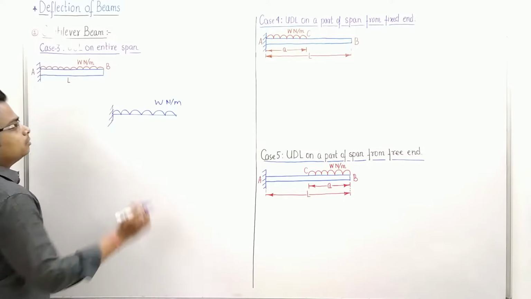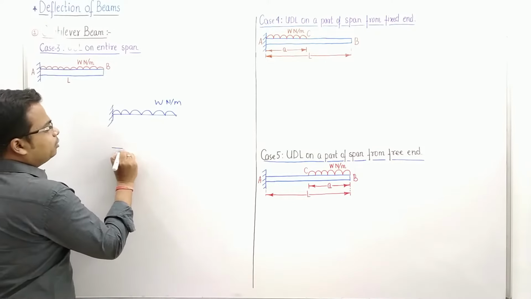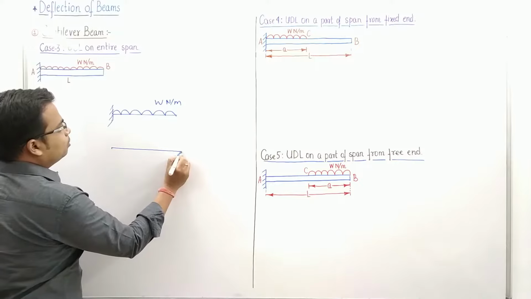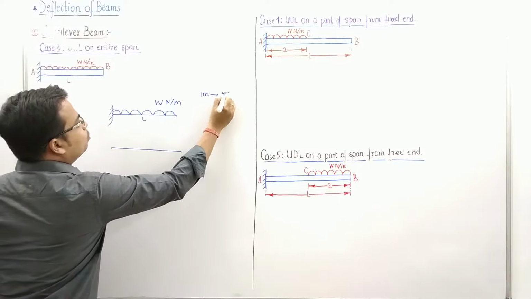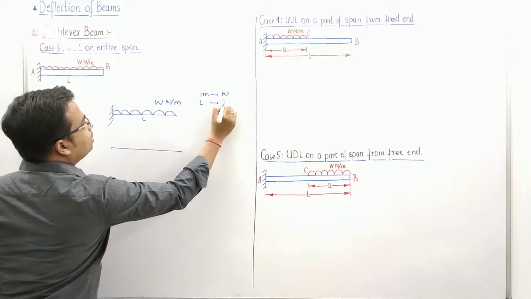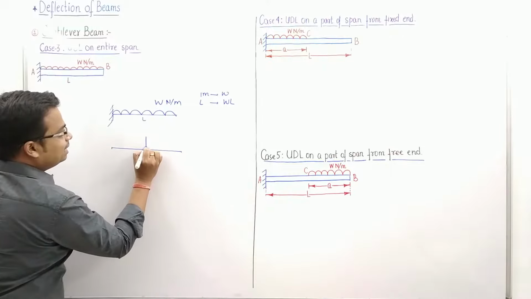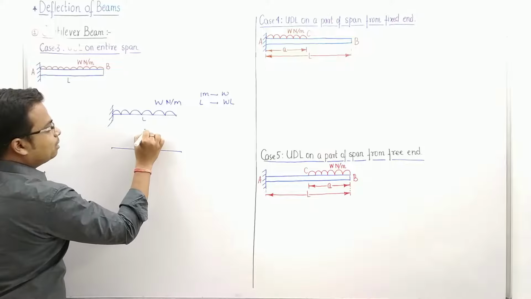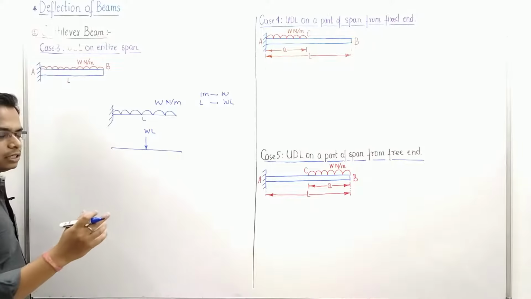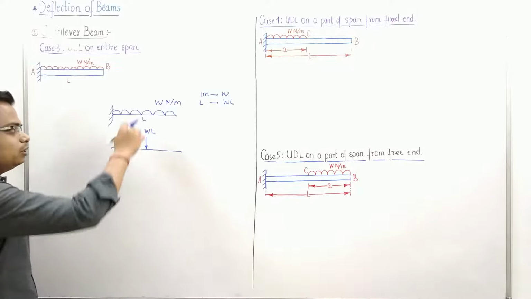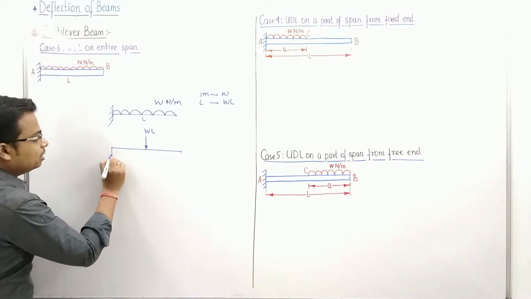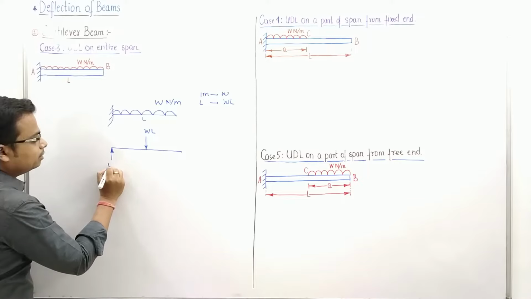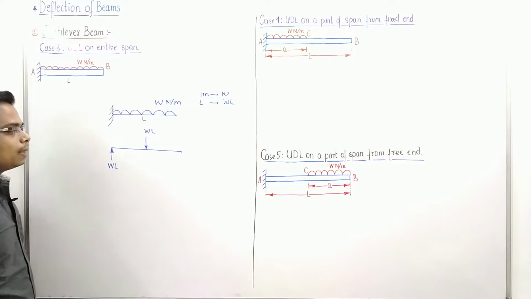Now if I were to replace this UDL with a single point load, just take a look at this. In 1 meter, the total load acting is W. So for L meters, the total load acting would be WL, acting centrally, isn't it? Going by the equations of statics, if there is a load of WL in the downward direction, since this is the fixed support, obviously there is going to be a reaction over here. This is also going to be WL.